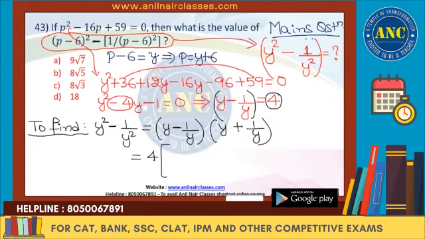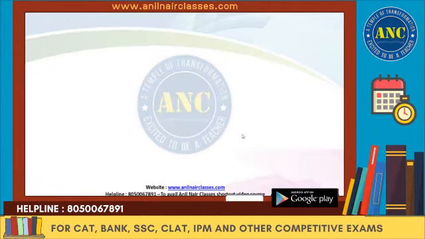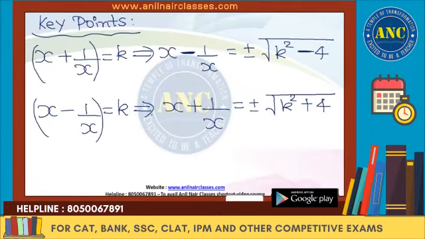Now we already know another key point. If we know y minus 1 by y value as some constant k, in this question that k value is 4. If at all y minus 1 by y value is known to us, we can easily find y plus 1 by y value. How? I already discussed these key points before the start of the problem. Y minus 1 by y value is known to us as 4. Y plus 1 by y value is plus or minus square root of k square plus 4.